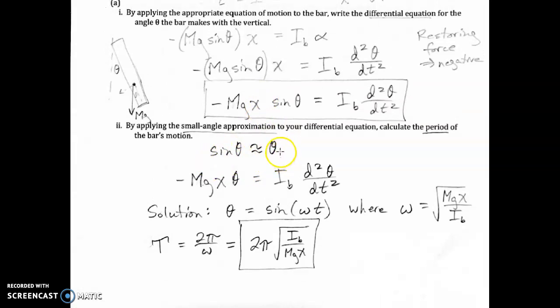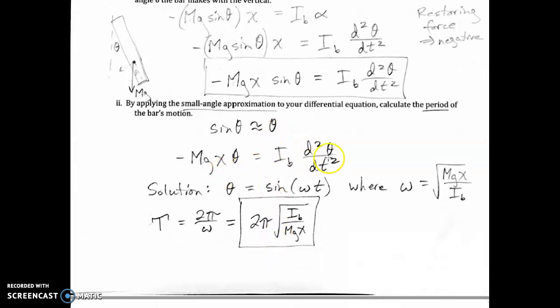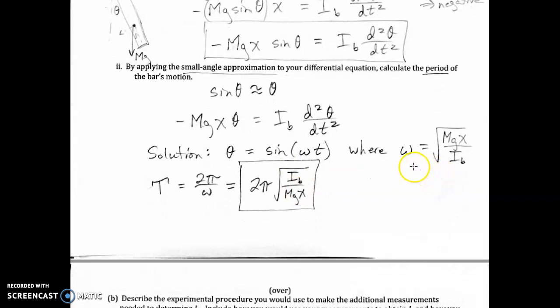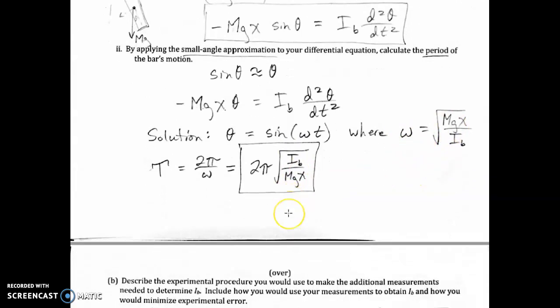Sine theta is basically equal to theta. And now this looks just like the kind of equation we've seen where the second derivative of theta gives you theta again. And so it must be a sine function, in other words, and so then you can find omega and you can find T.